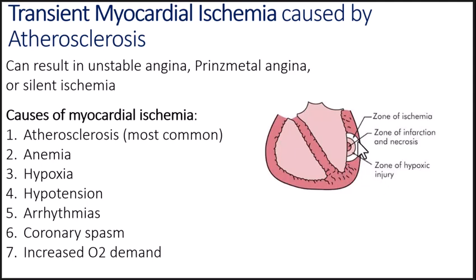And so we have different zones that you can see here with this outer zone here that's called the zone of ischemia, closer to the pericardium. Deeper in, we have the zone of hypoxic injury, so more likely to have injury to these cells. And then we have the zone of infarction and necrosis, and this is, of course, the most serious situation.